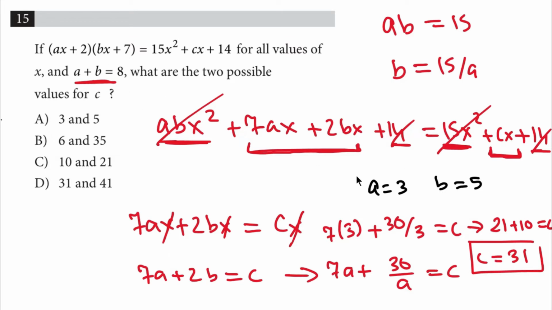And now I can also say, what if a is equal to 5 and b is equal to 3? Again, a times b, which is 5 times 3, is going to be equal to 15.